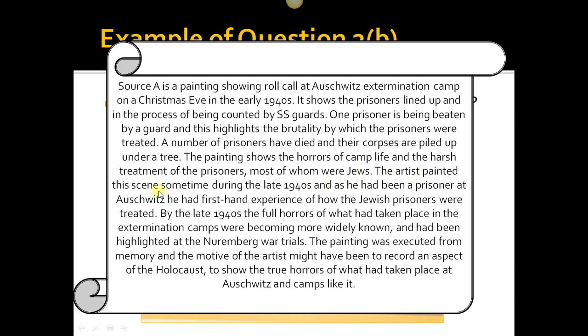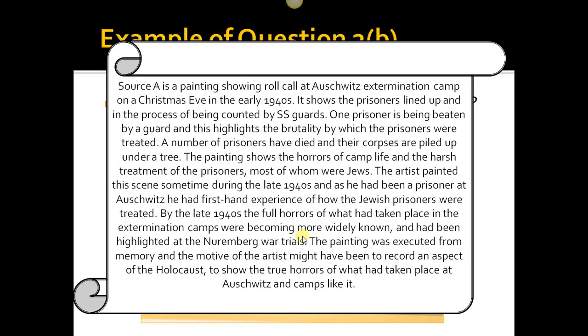The artist painted this scene sometime during the late 1940s, and as he had been a prisoner at Auschwitz, he had first-hand experience of how the Jewish prisoners were treated. By the late 1940s, the full horrors of what had taken place in the extermination camps were becoming more widely known and had been highlighted at the Nuremberg war trials.